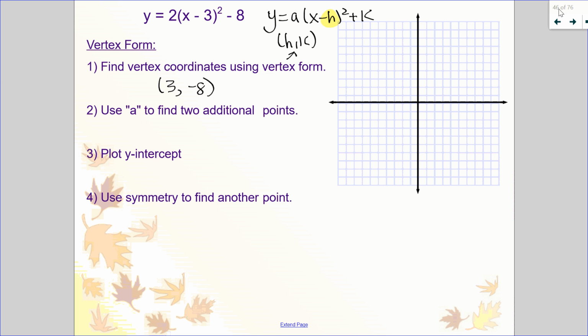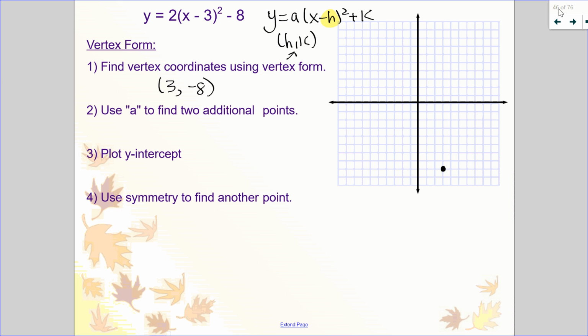So I'm going to go ahead and graph that. 3 comma -8. And I can go ahead and throw that on my graph right here. 3, -8. So that's the best part about vertex form, is finding the vertex is very straightforward. Again, the x value of the vertex is just the opposite of the number by the x. The y value is the number outside of the parentheses.